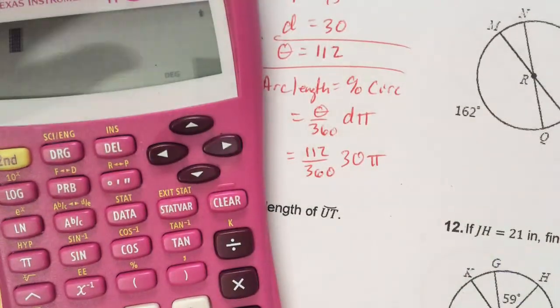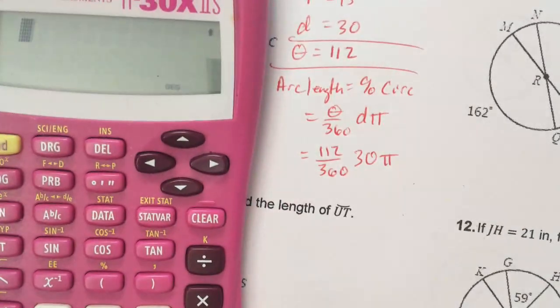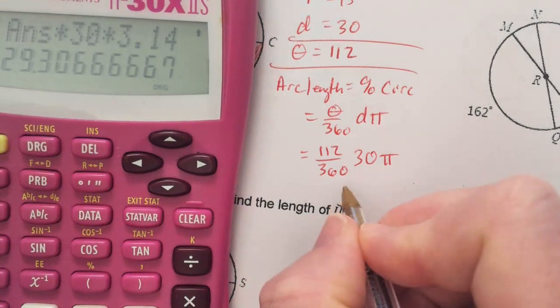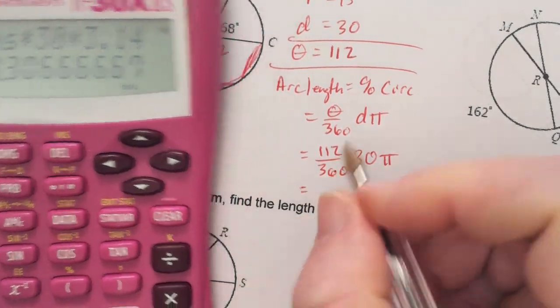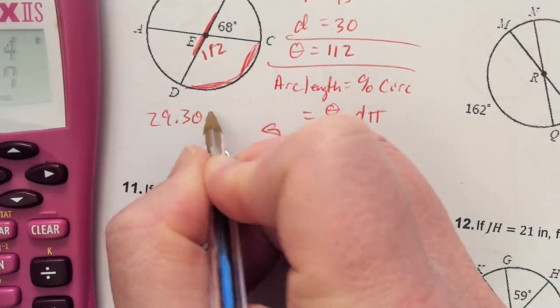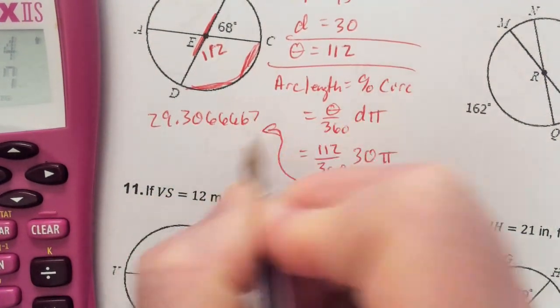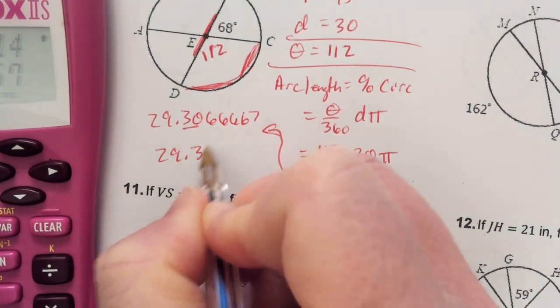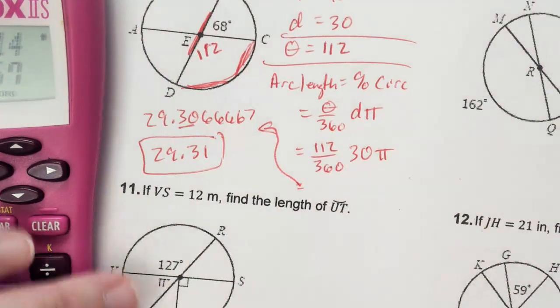So we have 112 divided by 360 times 30 times 3.14, and we get this big long decimal. I ran out of room, so I'll put it up here. We have 29.3066666667. They said to nearest hundredth, so that'd be 29.31. And there's your final answer right there.